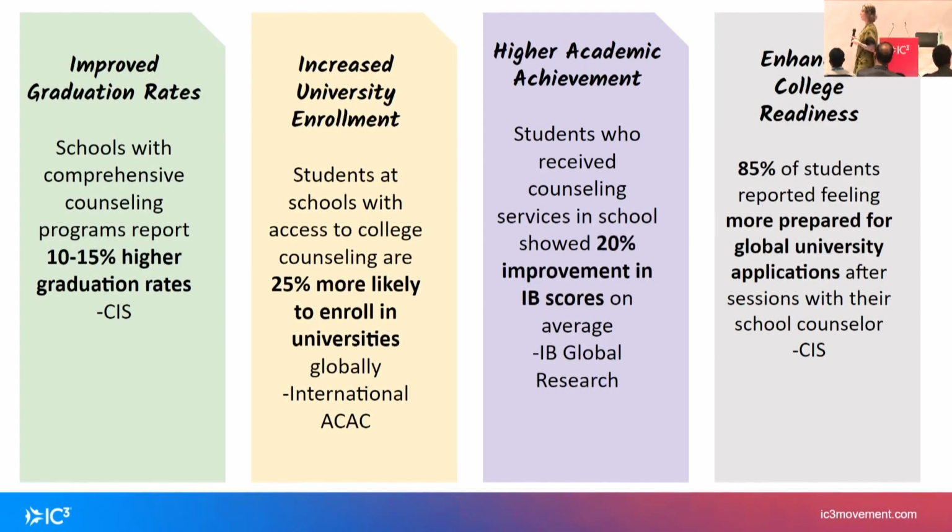Increased university enrollment. Students are more likely to enroll in universities if they have support from their school. That was a study by International ACAC. And then higher achievement in students, so a 20% improvement in IB scores. If students can connect what they're learning to career choices, then they're more likely to be engaged in school and more likely to understand the model. That was from IB Global Research last year.